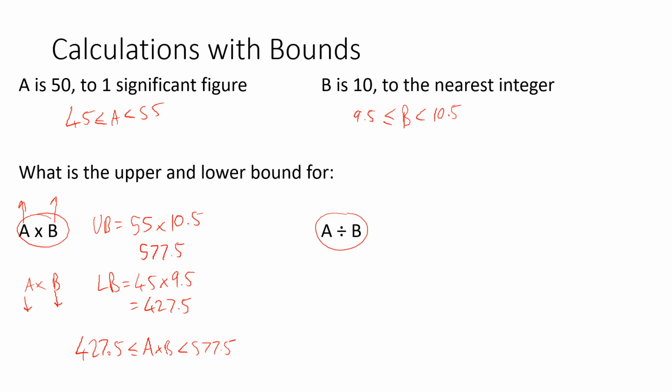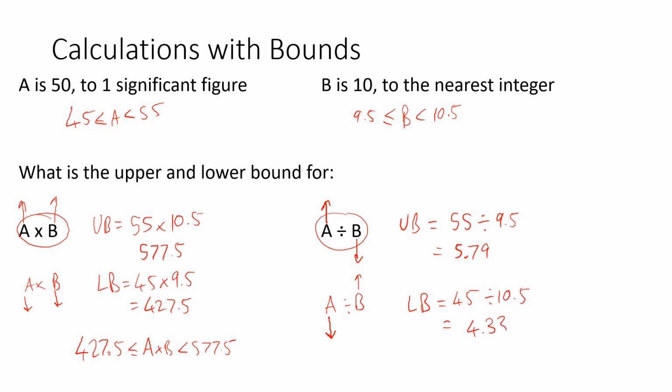What about a divided by b? Well, if we want to get the largest value for a division, we want to divide by a small number. We want that number to fit into the first number the most amount of times. So we want a to be large and we want b to be small this time, just like we did with subtraction. So our upper bound would be 55 divided by 9.5, which is 5.79 or thereabouts. For our lower bound, we'd want to take a small value of a and divide it by a large value of b. That would give us 45 divided by 10.5, which is 4.33.